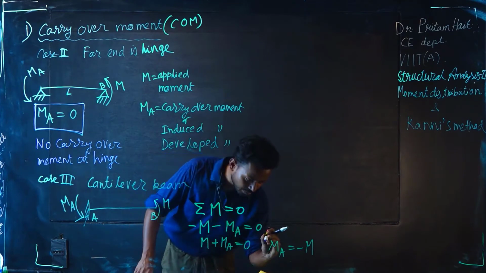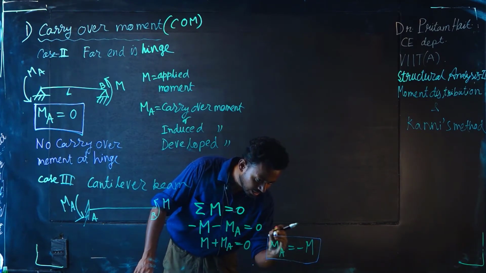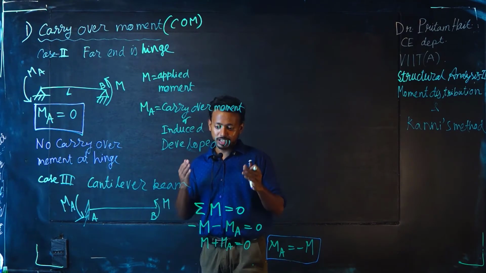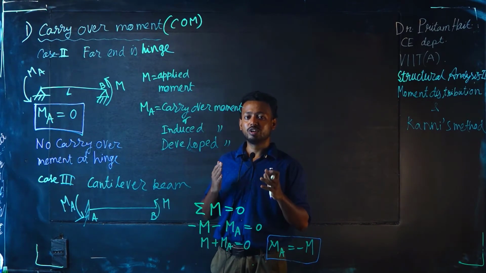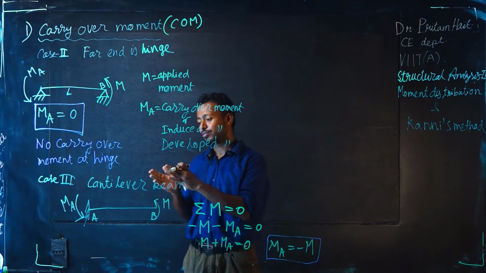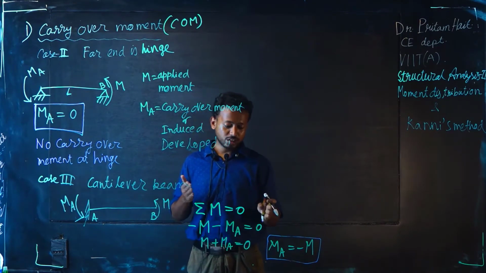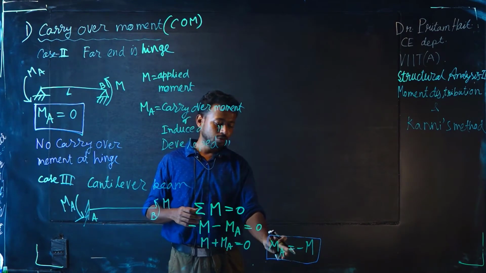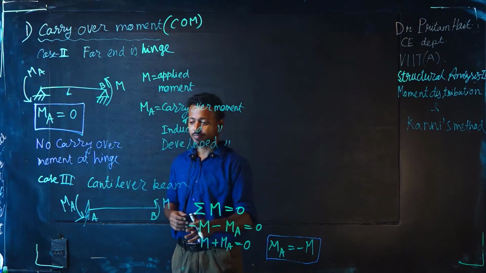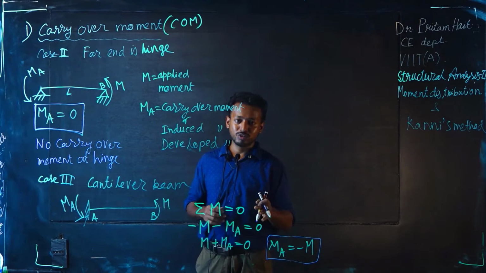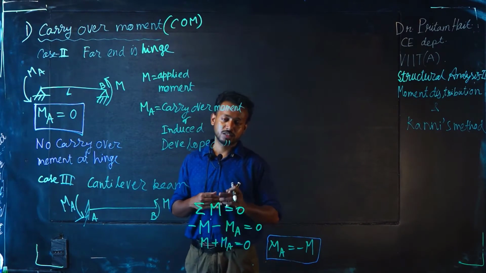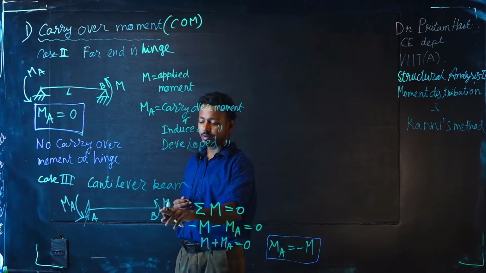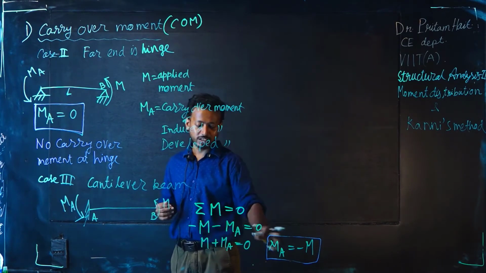Right? That means if you apply a moment M at the free end of the cantilever beam, the same magnitude of moment will be carried over to the far end and the direction will be just opposite. The magnitude will be the same but the direction will be opposite. So the carryover moment in case of a cantilever beam will be negative of the applied moment. Right? So if you apply moment M at the free end of the cantilever, the carryover will be minus M.